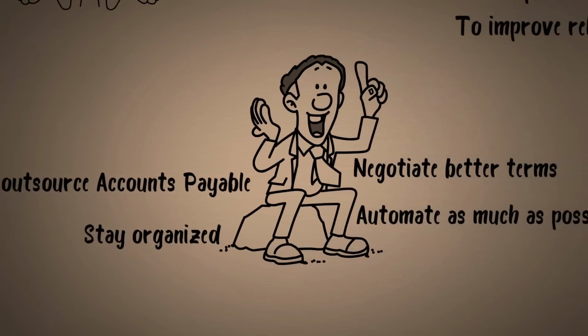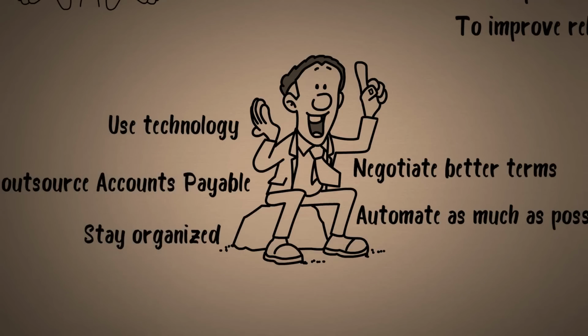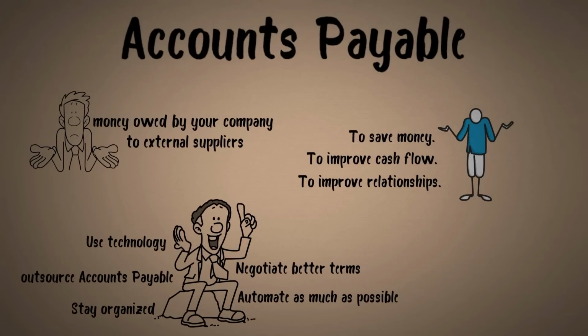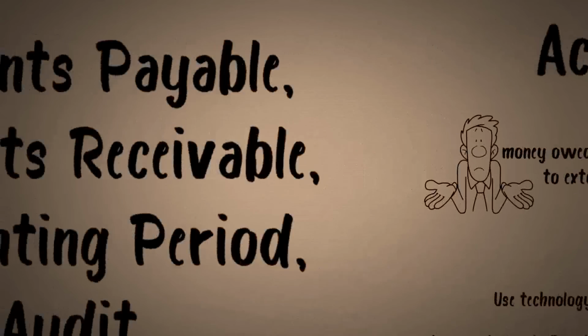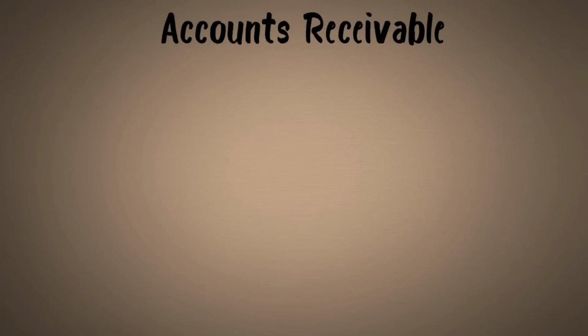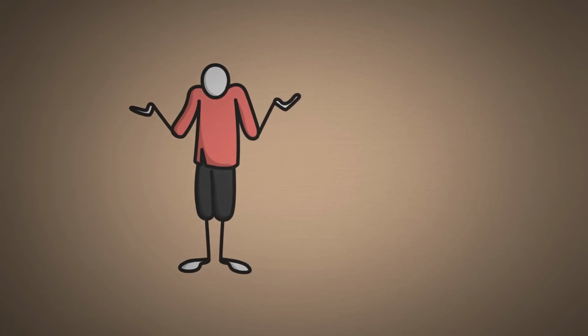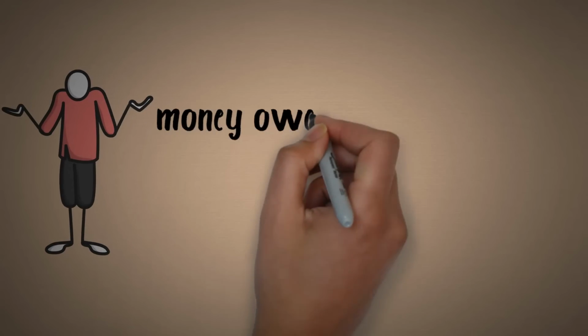5. Use technology. There are a number of software programs and tools available that can help you streamline your accounts payable process. By following these tips, you can improve your accounts payable process and save your company money. Now let's move on to accounts receivable. What is accounts receivable? Accounts receivable is the money owed to your company by customers.